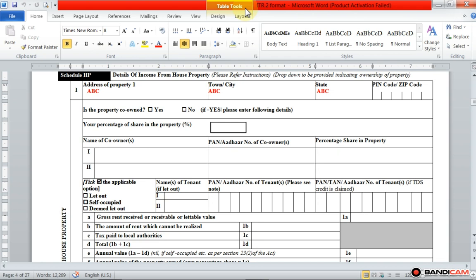So here, house property 1 and house property 2, because ITR 2 is applicable to an individual whose income is from more than one house property. So the assessee will fill the ITR 2 form whose property is more than one.